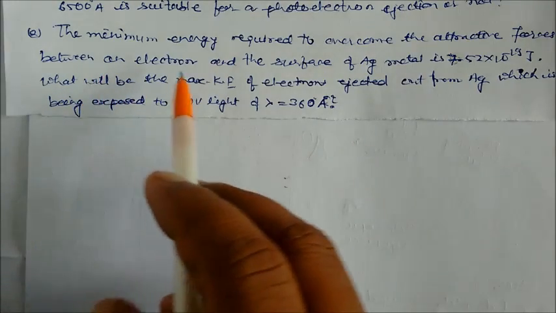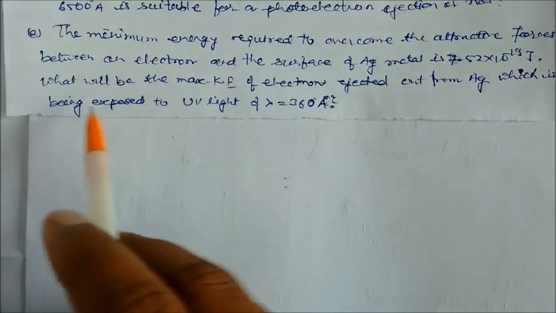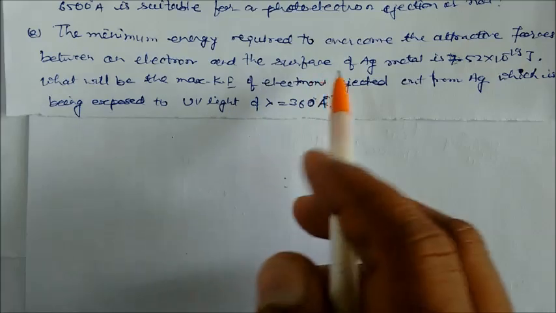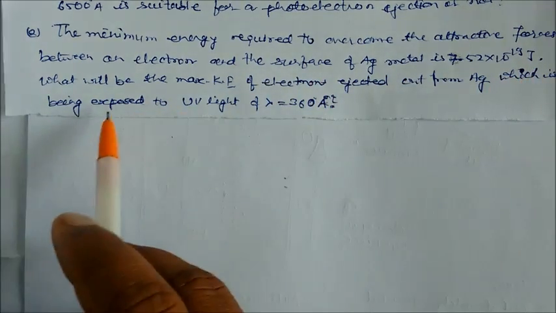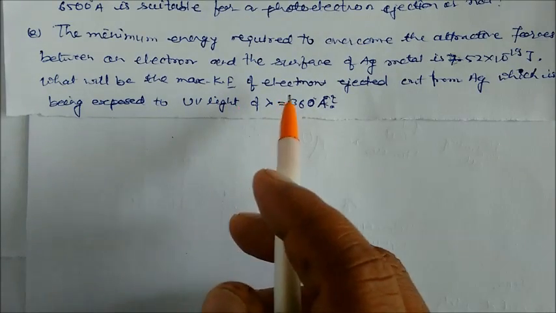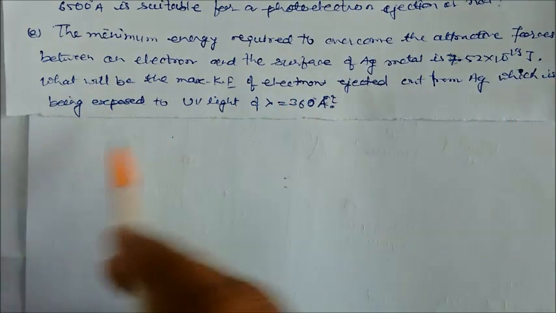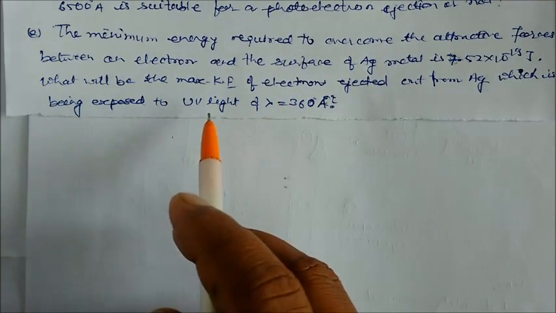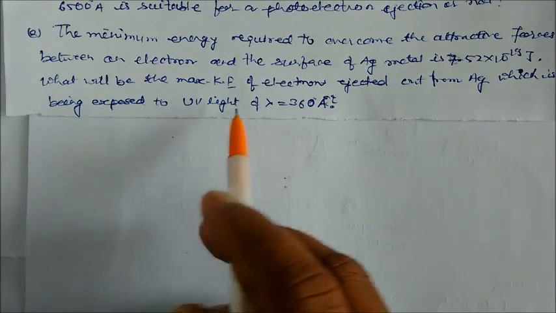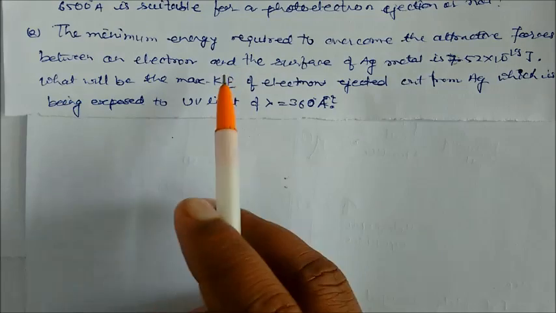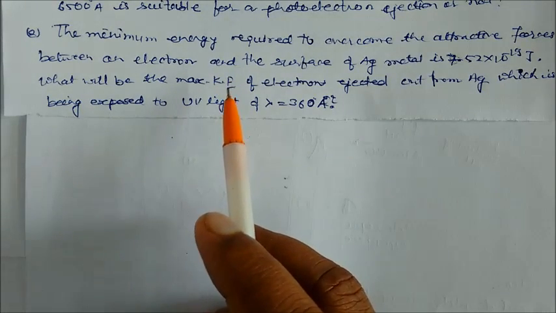The minimum energy required to overcome the attractive forces between the electron and the surface of silver metal is 7.52 into 10 power minus 19 joule. What will be the maximum kinetic energy of electrons ejected out from silver which is being exposed to ultraviolet light of wavelength 360 angstrom? So here we have to find out the energy.